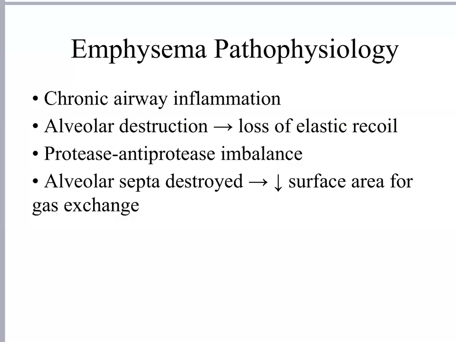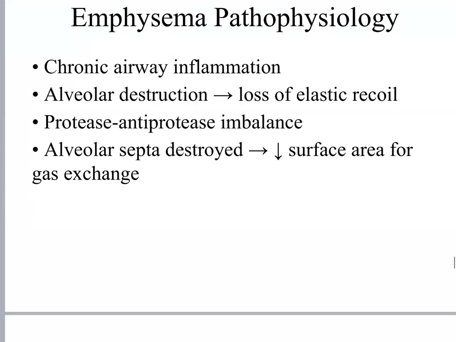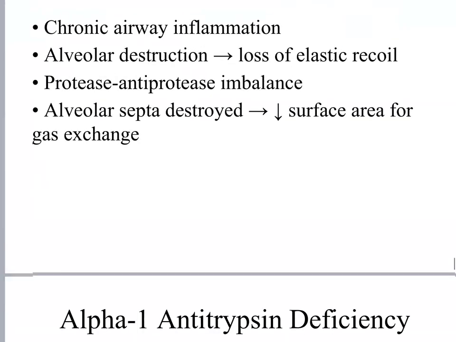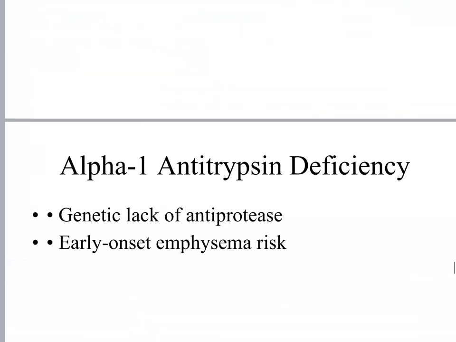There is something called alpha 1 antitrypsin, and alpha 1 antitrypsin is a protective protein that is mainly made in the liver and it's released in the blood. And it really protects the lungs from damage during inflammation.